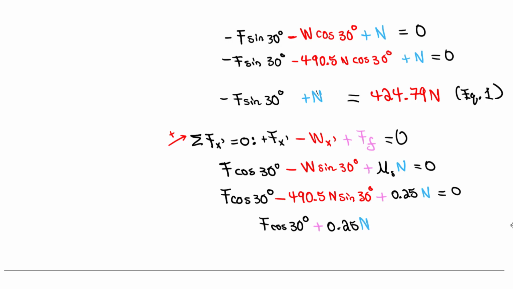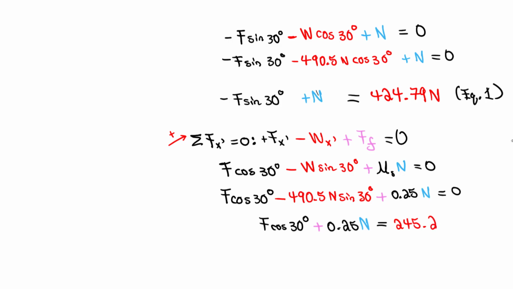N, and this equals, the weight is going to be on the right side, so it's going to be 245.25 newtons. So it's going to be this value, right? And moving it to the right side, it becomes positive. So we have that. Now we're going to say this is going to be equation 2.